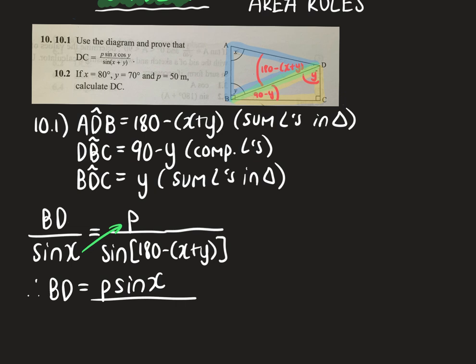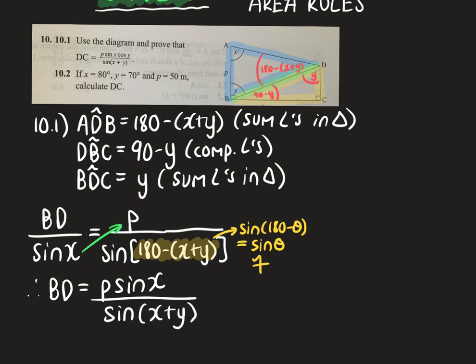Now, guys, this is very important. 180 minus something is a reduction, isn't it? Don't you remember from when we were doing reductions that sine of 180 minus theta reduces to positive sine theta? Why? Because 180 minus is the sine quadrant. So sine is positive there. That's exactly what we're going to do here: reduce this into positive sine of x plus y. X plus y is my acute angle. So now I've got BD, which is fantastic.